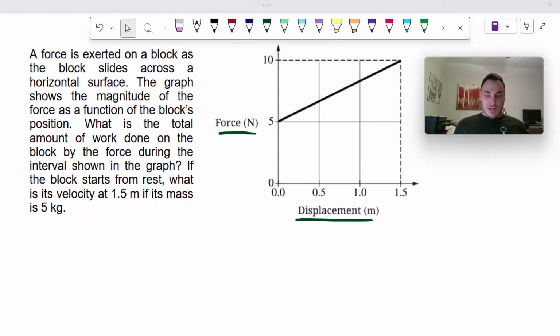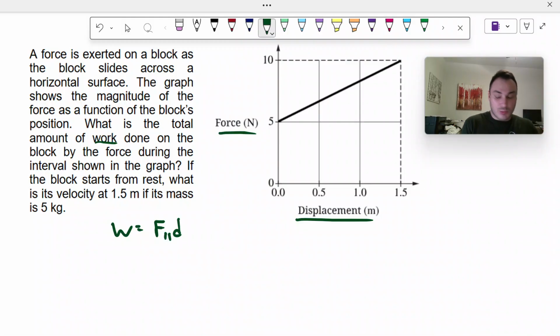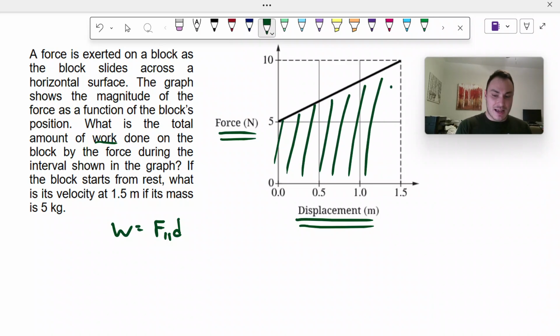So here we have a graph of force versus displacement. And this is what I mean by the question will give you some guidance on what to do. We're trying to find work. We know that work is force times displacement, and we're graphing force versus displacement. So what that lets us know is that the area under this curve, because to get the area under the curve we're multiplying the axes, will give us the work, and that's what the first part of this question is asking us to do. How do we get the work?